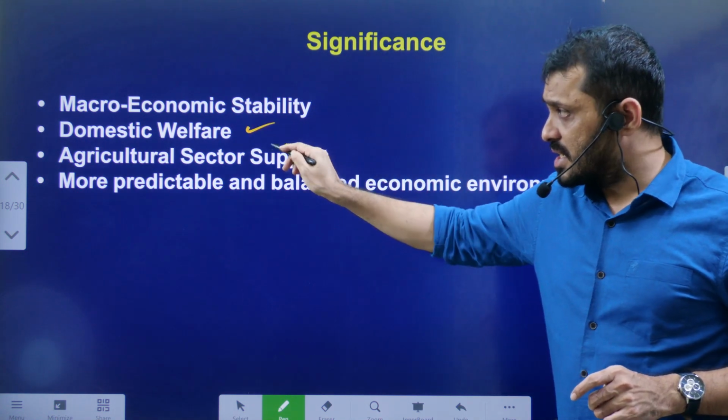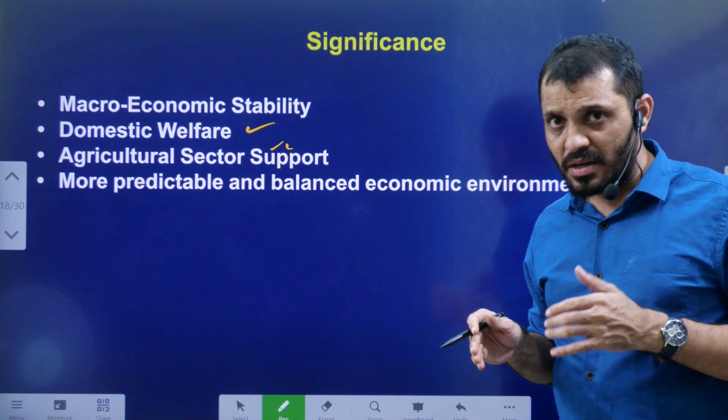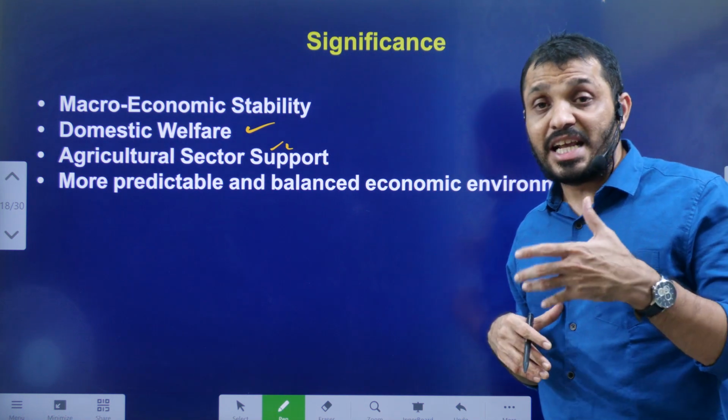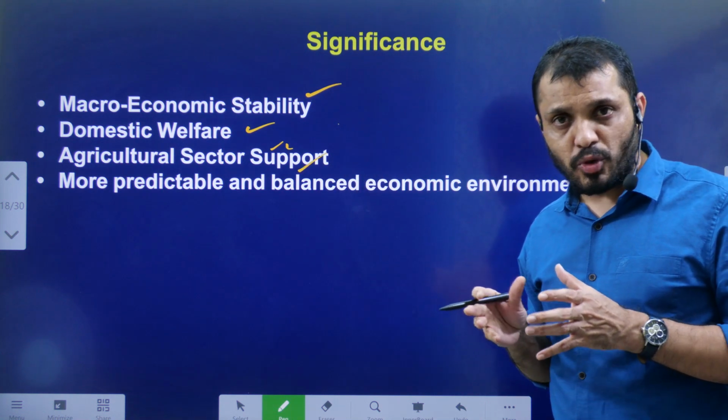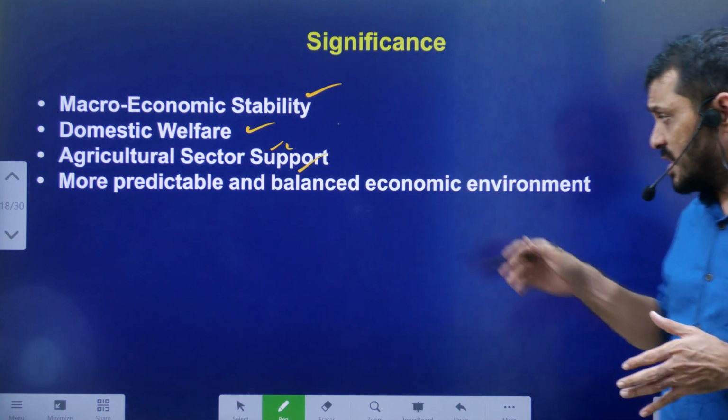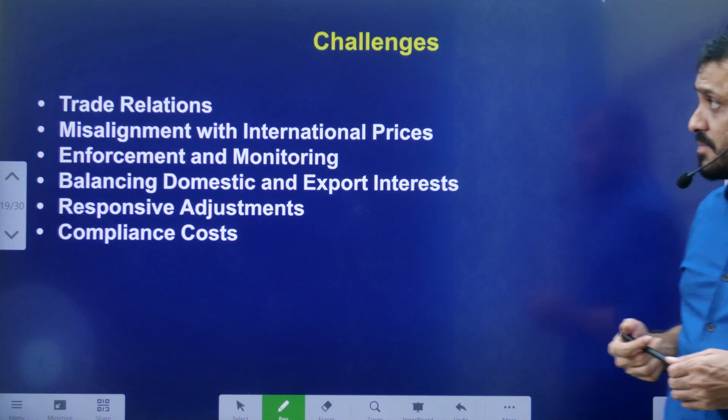Significance. What is the significance? It is related to domestic welfare. Middle class people will get protected from inflation, and it will give macroeconomic stability by controlling the inflation. These are some of the benefits.